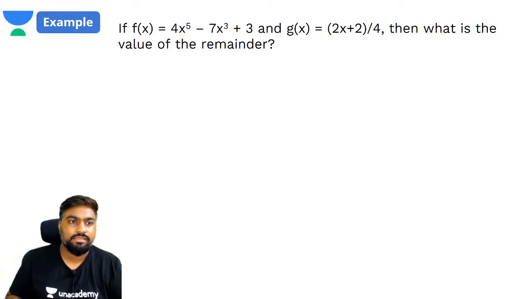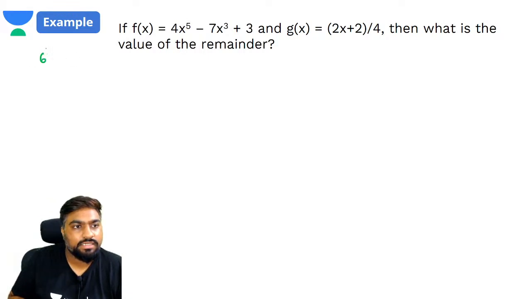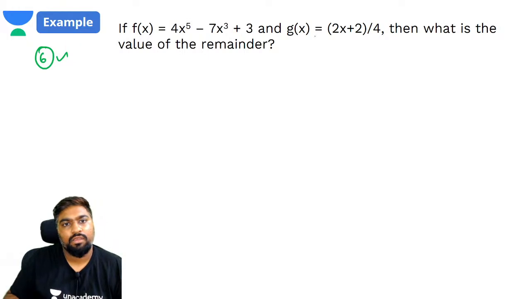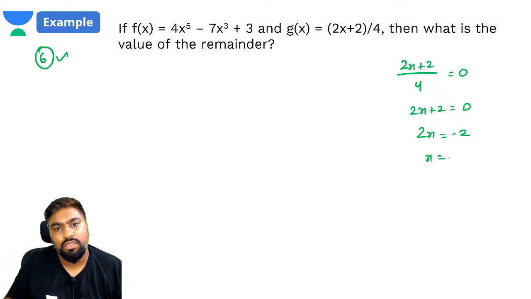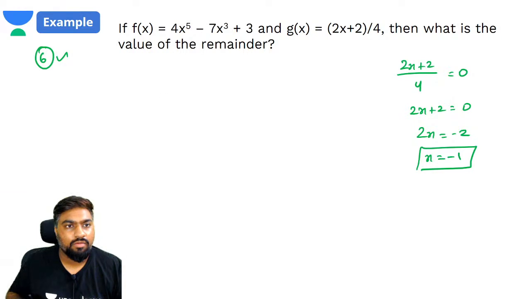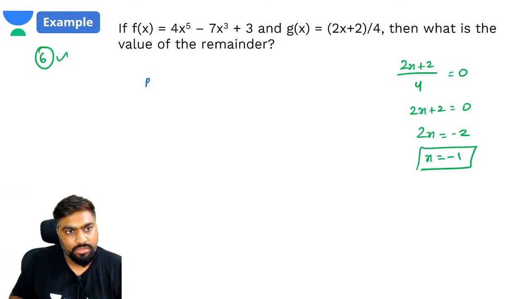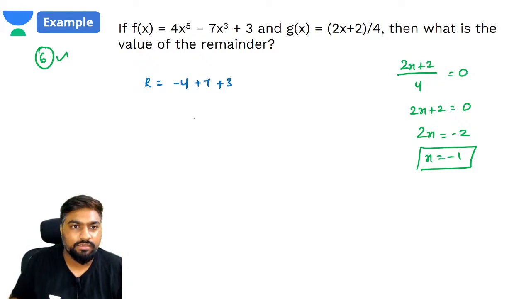Everybody says 6. Superb. 6 is the answer. So what do you do here? 2x plus 2 by 4, equate this to 0. You get 2x plus 2 is equal to 0. You get 2x is equal to minus 2, x equal to minus 1. Plug that in there. What will happen? The remainder will be minus 4 plus 7 plus 3. This is equal to 6. This is your answer.